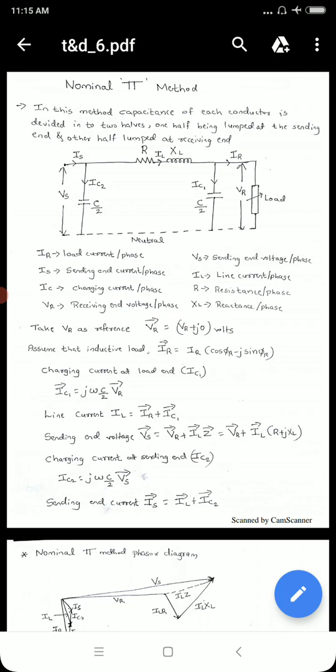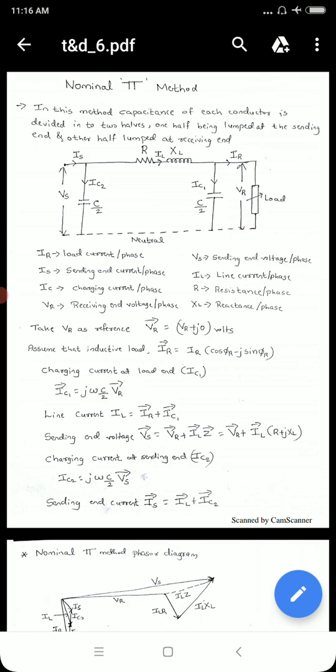So today we will see the nominal pi method in the medium transmission line. In the previous class you have seen the nominal T method. So today we will go with the nominal pi method. What is this nominal pi method? In this method, the total capacitance of each conductor is divided into two halves, and one half is lumped at the sending end, another half is lumped at the receiving end.